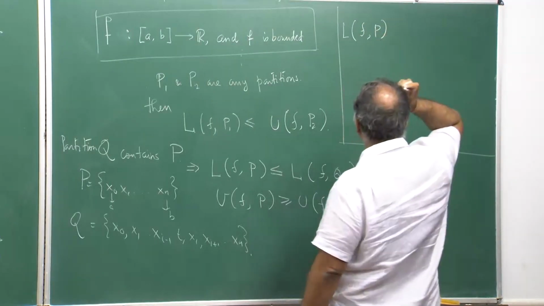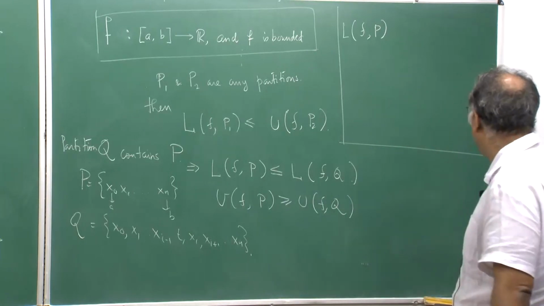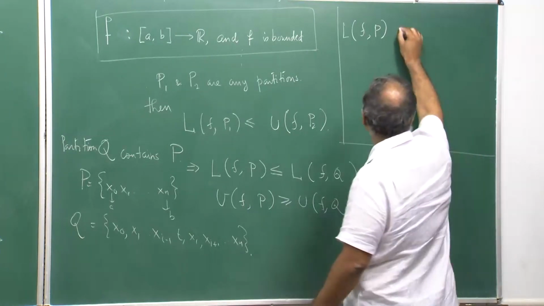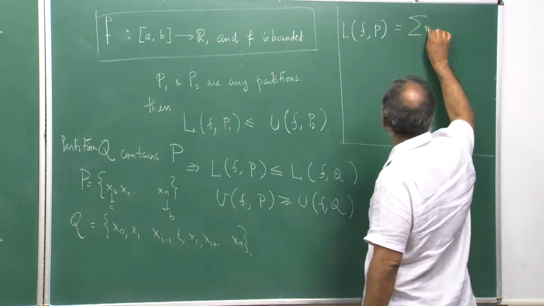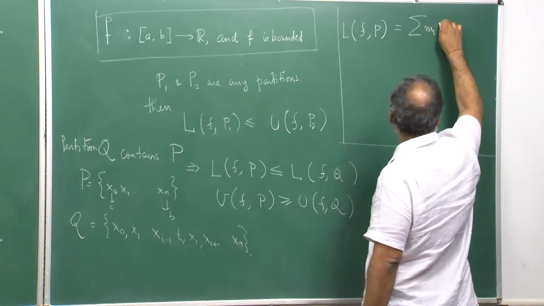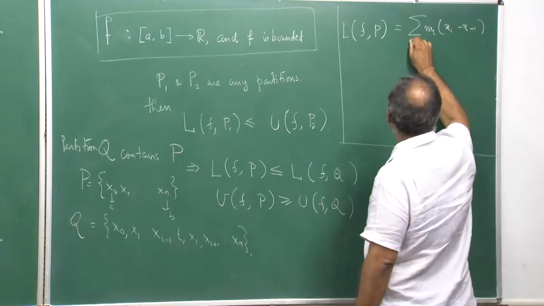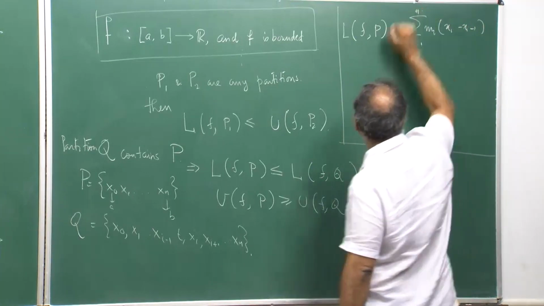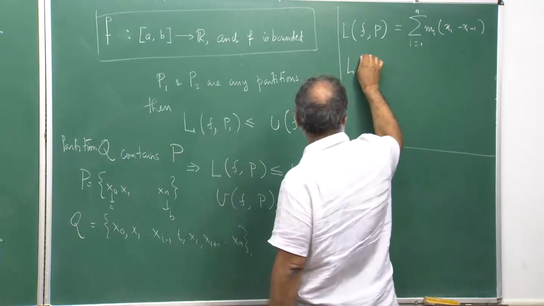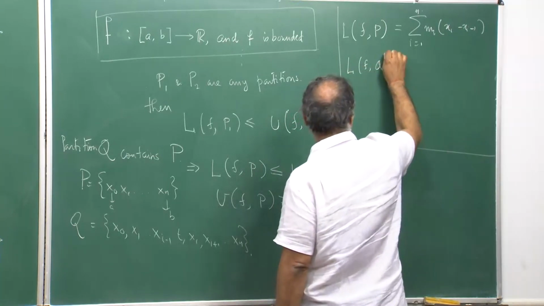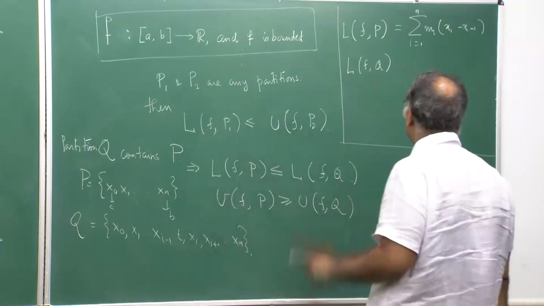LFP, right? LFP, you know, is of course the summation of mi times xi minus xi minus 1, i equal to 1 to n. And what is LFQ? That has to be now thought about.